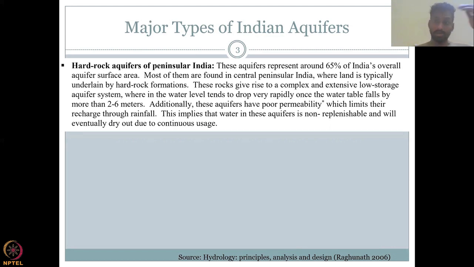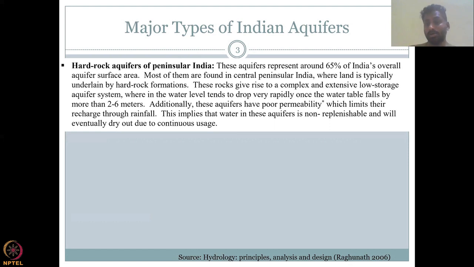Low storage, because water takes time to get into this system, and it is also hard to extract water out. The water level rapidly falls once you extract more and more water. And the permeability is very low: how much water can pass through the rocks is very low. So recharge is low, storage space is low, and once you pull water out, the next recharge is very, very slow, and there is not much connectivity between the aquifers.